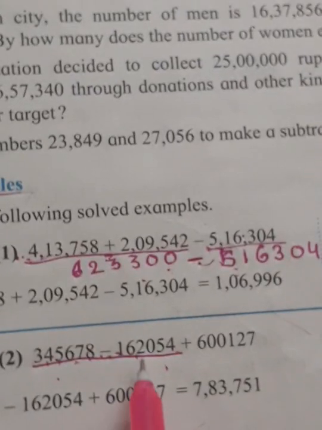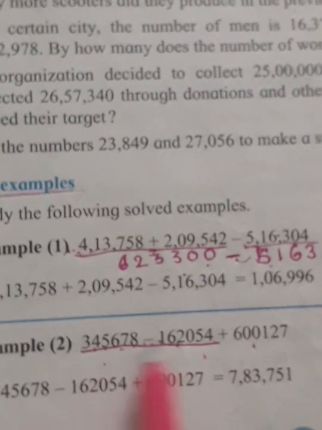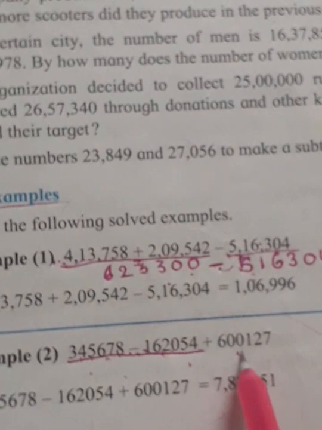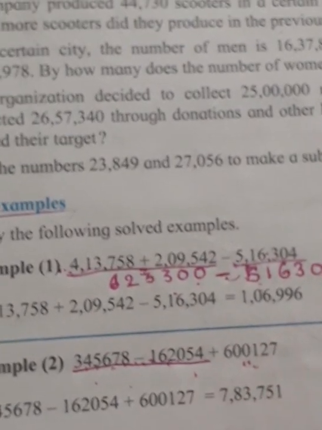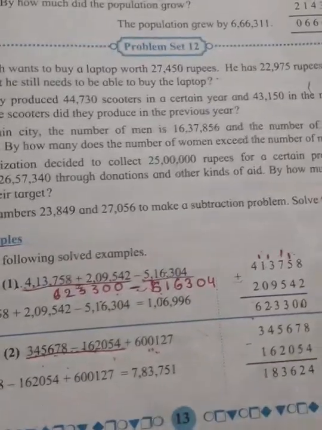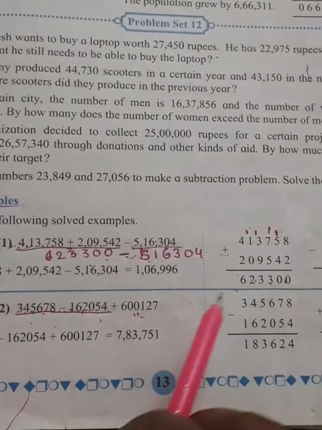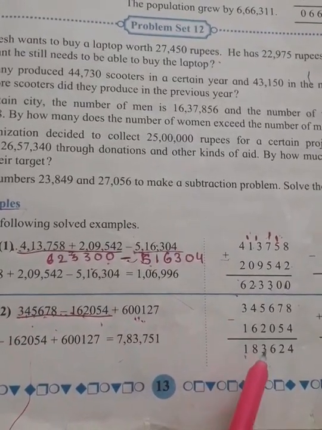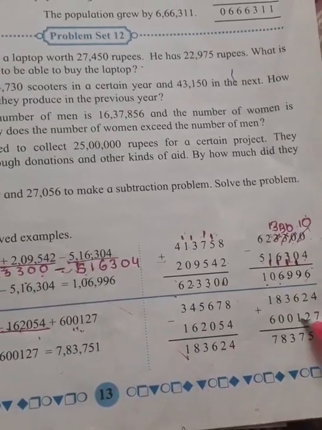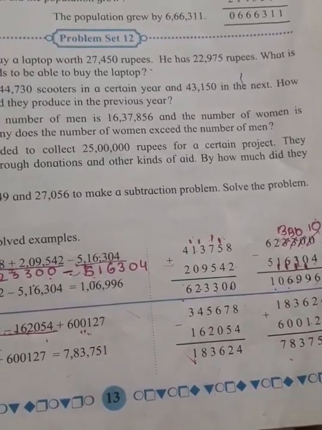So first of all you have to subtract these two. Then whatever answer you get, you have to add with this. Clear? First subtract these two numbers, and whatever answer you get, add it with this number. As you can see here, they have subtracted these two numbers first, and whatever answer they got, they added with 60127. Clear? You can see this.